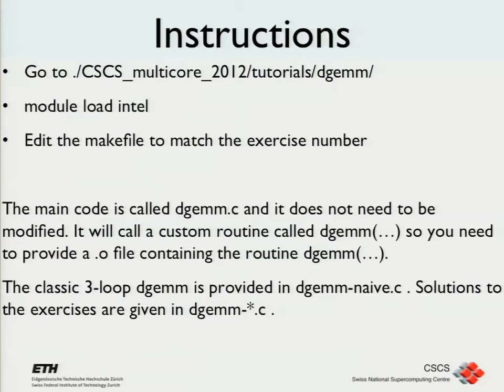So if you want to do this, you load the module Intel or the programming environment provided by Intel, and you edit the makefile to match the exercise number. Okay, so the first implementation, the 3-loop DGEMM, is provided in dgemm_naive.c, and you can start from this code.